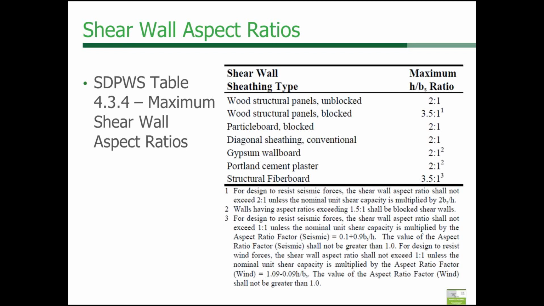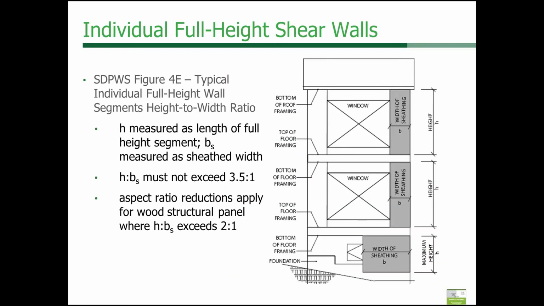This aspect ratio is applied differently depending on the type of shear wall you're designing, and I'll explain that a little further in these diagrams. These are in the wind and seismic provision. So we have b_s for if we're designing an individual full height shear wall. Your b_s is the width of the panel and the full height of the panel here, or shear wall. That's what your aspect ratio is based on.